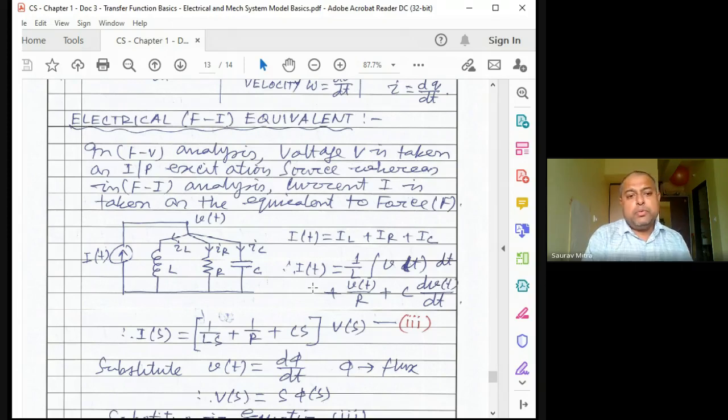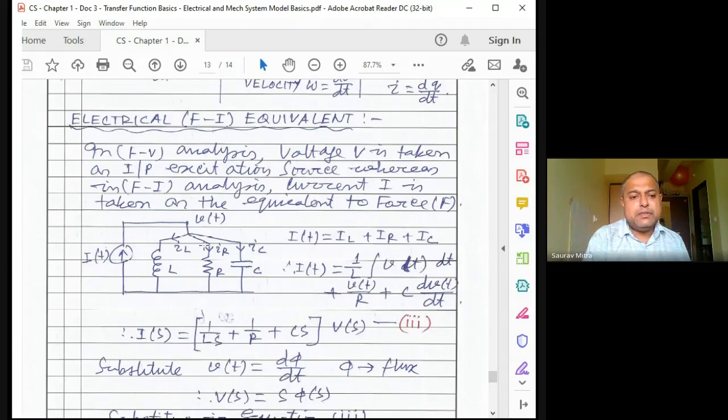Now we should know what the currents are. At this point, the node voltage is assumed to be Vt, which is nothing but the output voltage. So what is the resistive current? The resistive current is Vt by R. So this IR is nothing but Vt divided by R. What is the inductive current? These are the equations you should know. The inductive current is 1 by L times the integration of Vt dt, the node voltage integrated with respect to time.